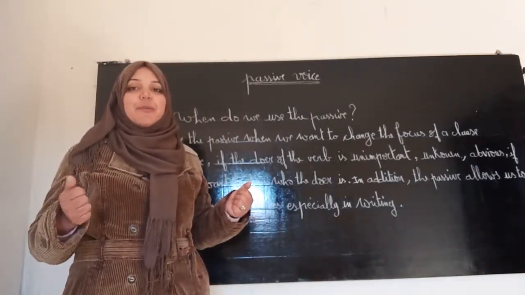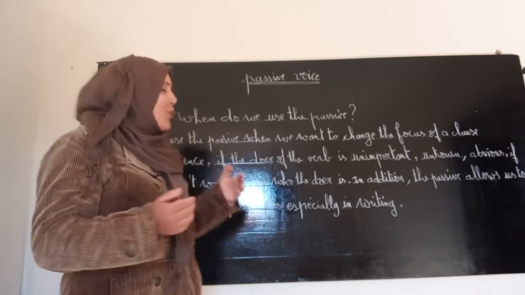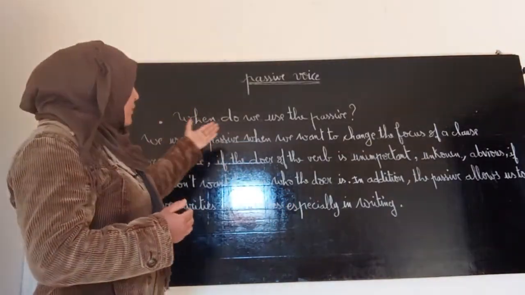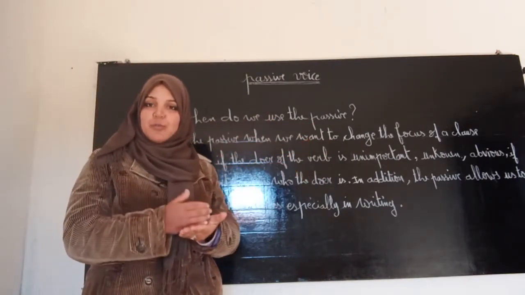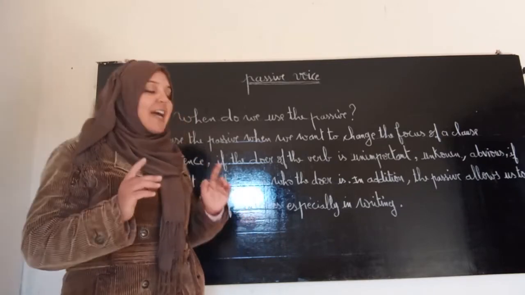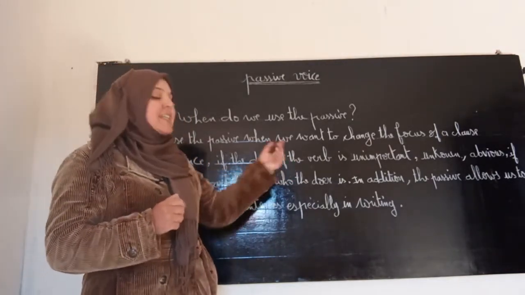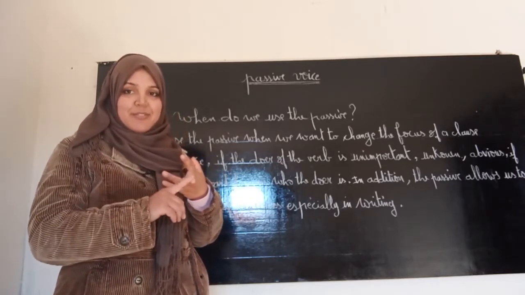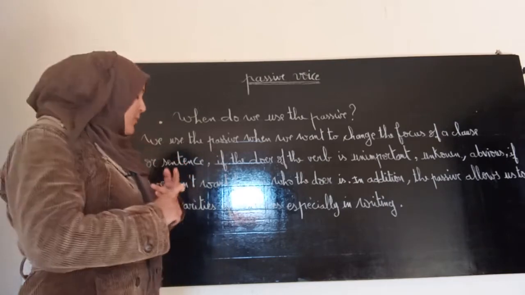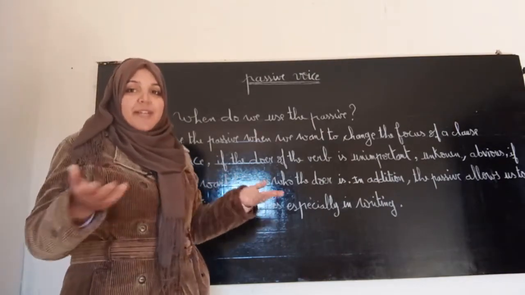Now let us know when we use the passive. We use the passive when we want to change the focus of the clause or the sentence, and if the doer of the verb is unimportant, obvious, or unknown. Okay? And also, if we don't want to say who the doer is.